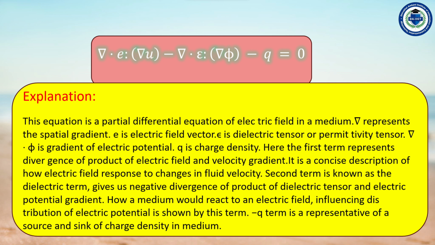The second term is known as the dielectric term, which gives us the negative divergence of the product of the dielectric tensor and the electric potential gradient. How a medium would react to an electric field, influencing the distribution of electric potential, is shown by this term. The minus Q term is representative of a source and sink of charge density in the medium.